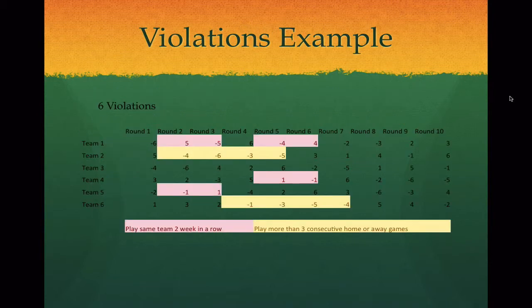And here's an example of some of the violations that could be created. In this example, you have some teams playing each other in consecutive weeks, and you also have 2 teams here that have 4 consecutive road games.